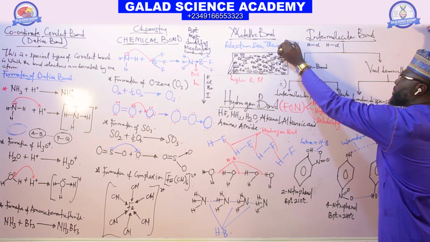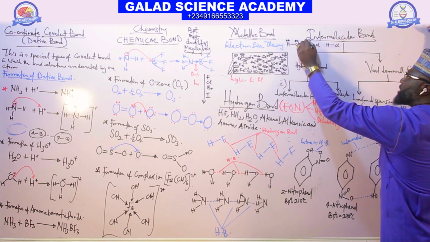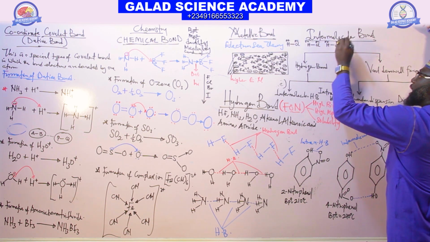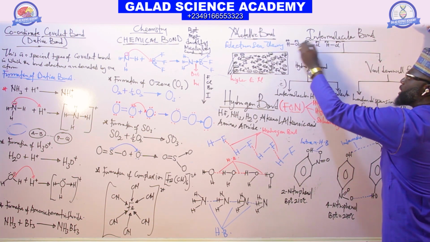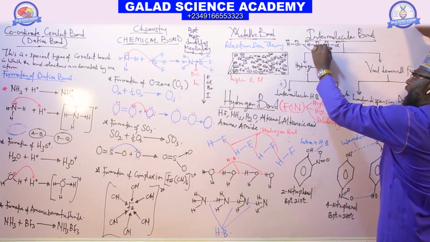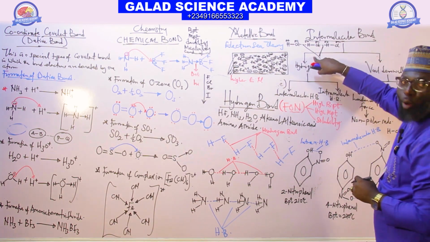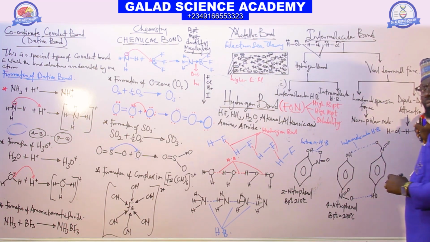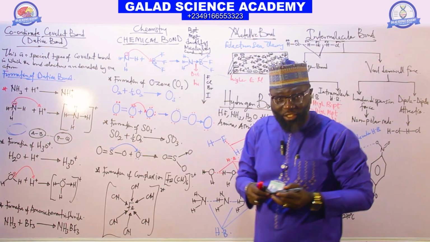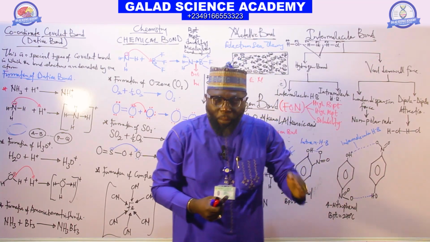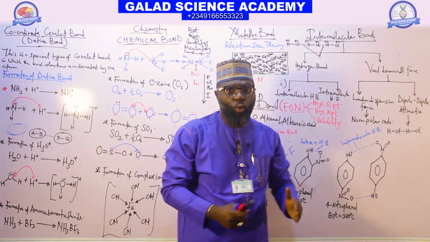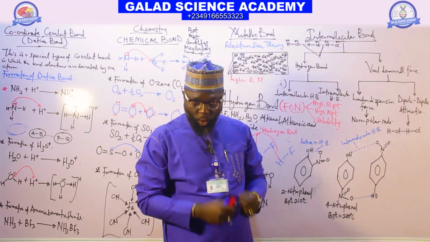This place is partial positive charge, partial negative charge, positive, negative. So join them together like this. So the bond here that links them together is what we call dipole-dipole attraction. Dipole-dipole attraction is a weak force of attraction that joins two polar molecules together, like hydrogen bromide and hydrogen bromide molecule or HCl molecule.